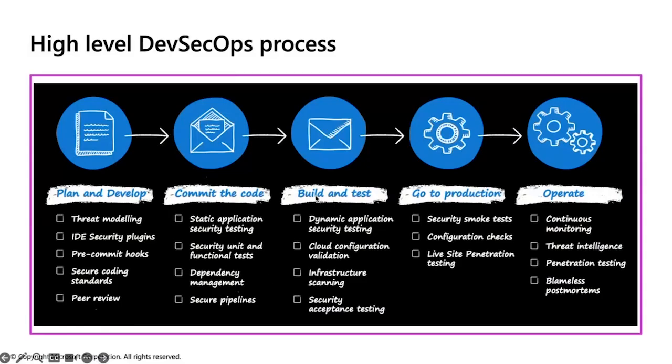Then we have the build and test phase. Here, dynamic application security testing, cloud configuration validation, infrastructure scanning, and security acceptance testing. These are different methods that developers or the DevSecOps team use. Even in the go to production phase, security smoke tests, configuration checks, and live site penetration testing. These are all things we see our security team, our red team, performing.